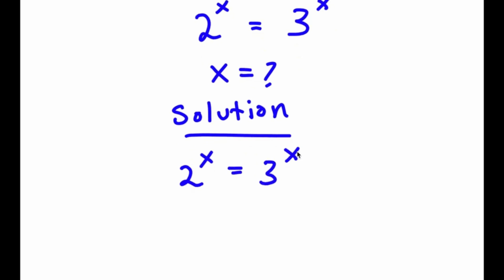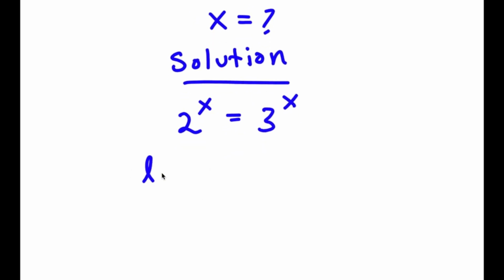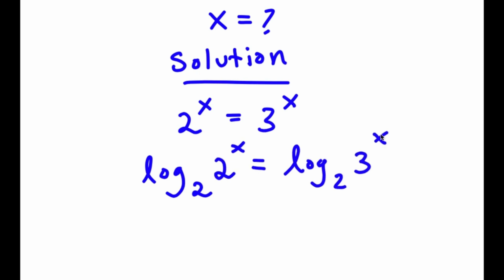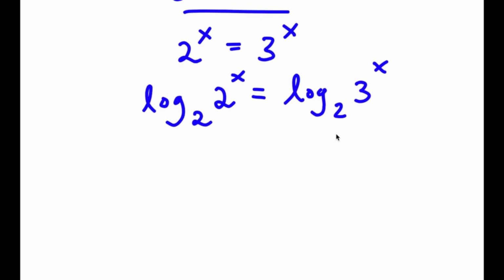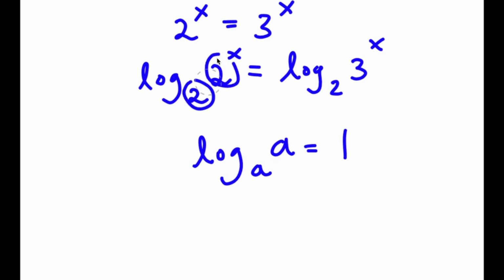of x. And I'm going to take the log of base 2 on both sides. So now I have log base 2 of 2 to the power of x is equal to log base 2 of 3 to the power of x. Now, if I have something in the form log base a of a, this is simply equal to 1. So as you see here, we have log base 2 of 2.